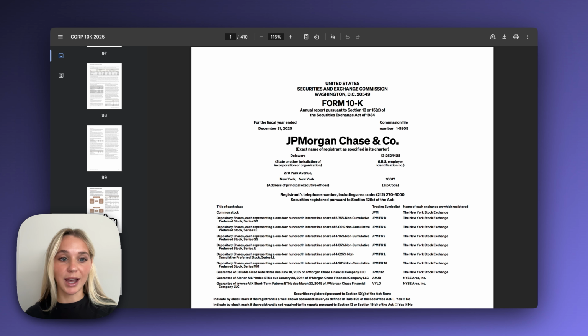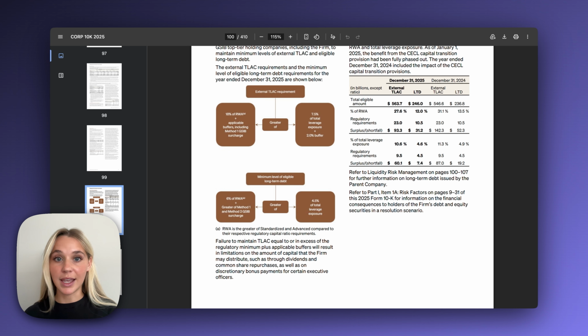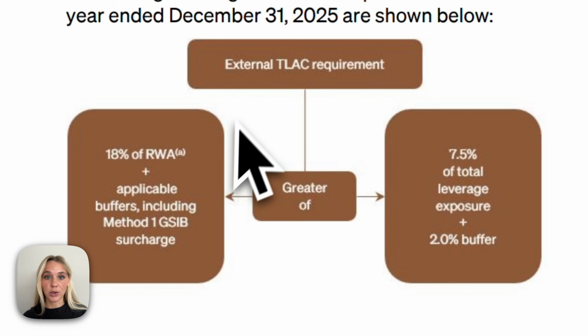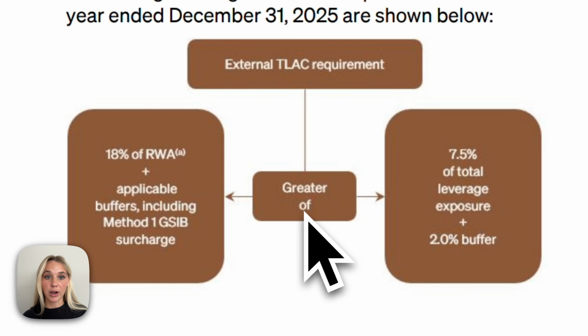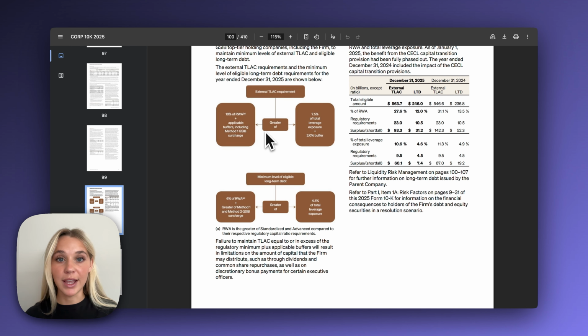But if we come to page 100 here, you can see we have a diagram image embedded into the document. And it looks like it's showing something related to JP Morgan's capability to pay back their debts. So we have our external TLAC requirement is greater of 18% of RWA and 7.5% of total leverage exposure. So now these numbers, this information is embedded into this image.